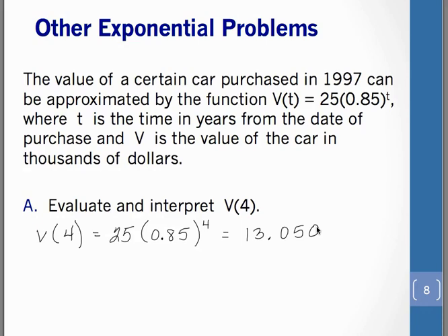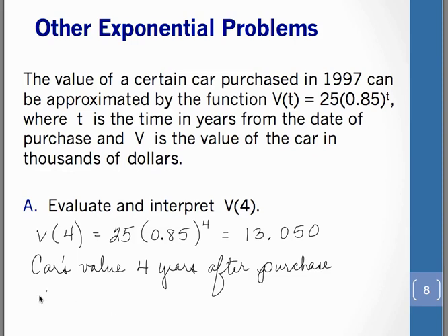In terms of the interpretation, remember this is going to represent the value, but it's in thousands of dollars. So if you multiply this 13.050 times 1,000, and maybe even preserve more decimals that you might have had there on your calculator, what we find is that the car's value 4 years after purchase would be approximately $13,050, and check the decimals on your calculator. It should be about 16 cents. So that would be the interpretation.